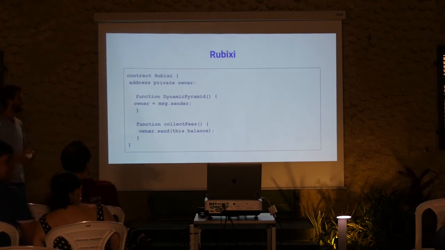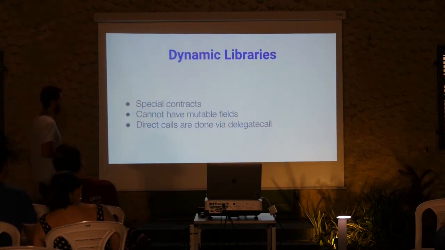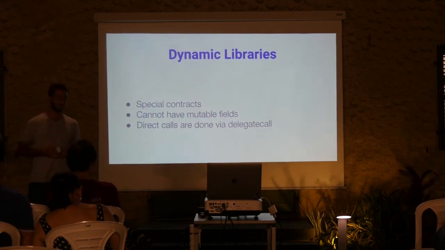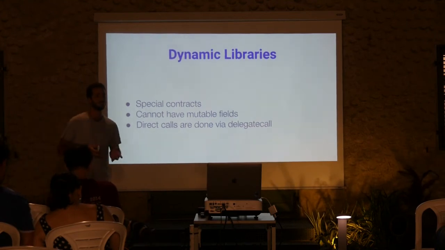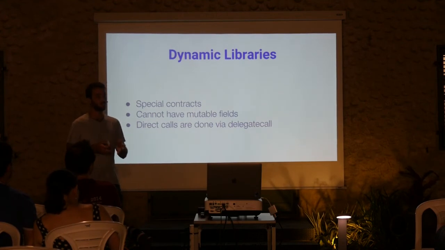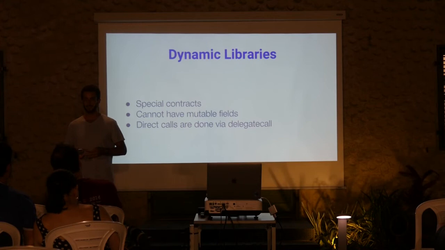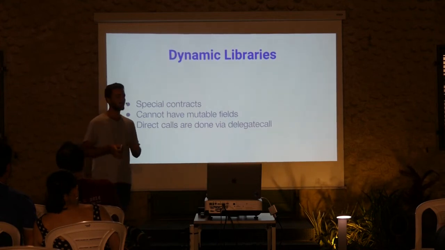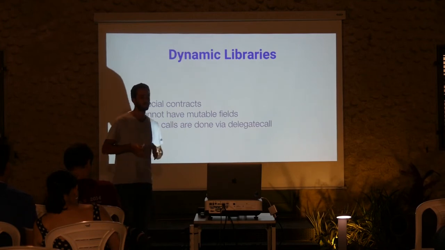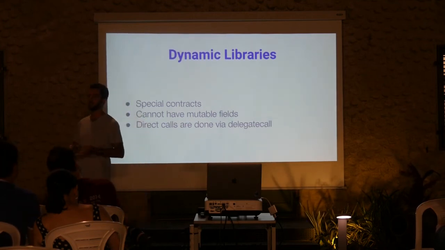Exactly. All right, so the last thing is the dynamic libraries. In Ethereum, we also have libraries, which are special contracts. And those libraries cannot have mutable fields. And a direct call to functions on the library is done via the delegate call.